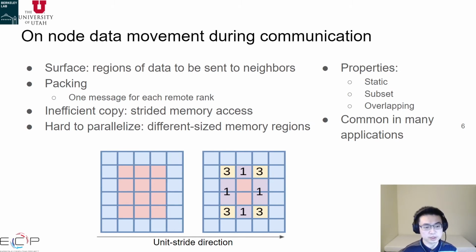The numbers shown in the right part of the figure illustrate how many neighboring subdomains require that specific part of the data. The four corners are required by four different neighboring subdomains, while the edges are required by one remote subdomain.